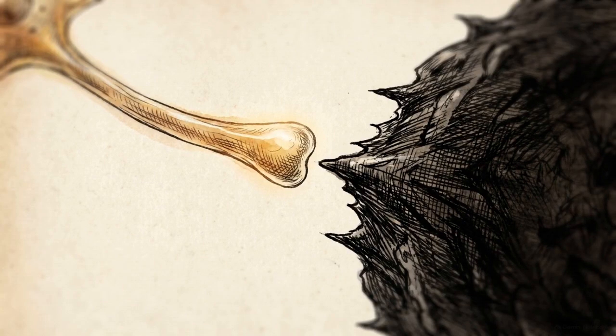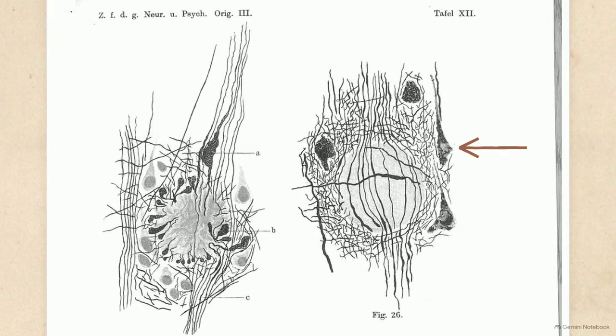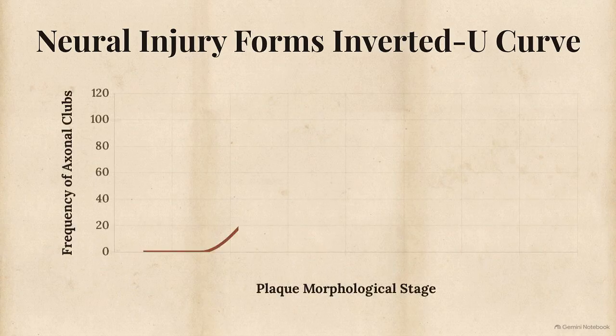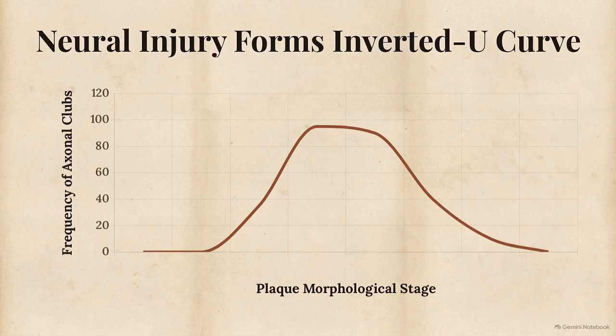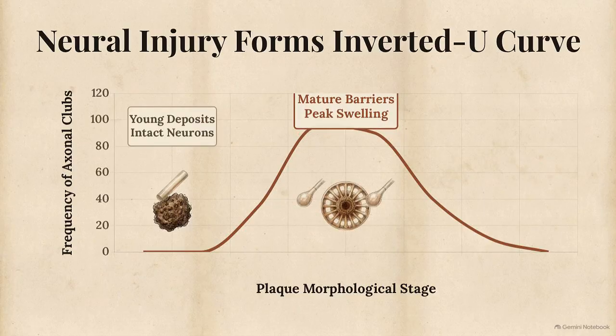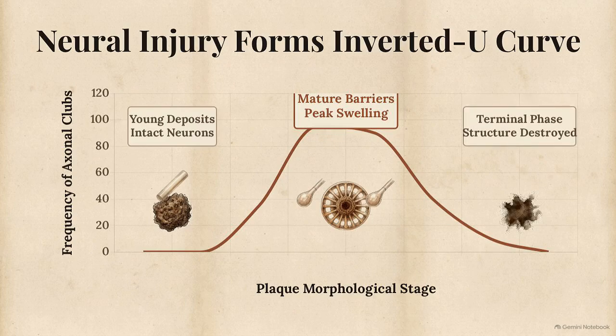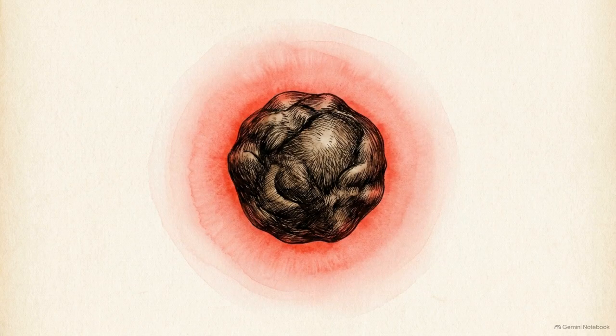So at what point does this expanding structure begin to harm the surrounding brain tissue? Fischer answered this by tracking club-shaped axonal swellings, what we now call dystrophic neurites. He used these massive spindle-shaped distortions as a direct indicator of tissue damage. This chart plots the occurrence of these damaged axons against the morphological stage of the plaque. The data forms a sharp inverted U-curve. The clubs are absent around the youngest deposits in stages 1 and 2. They peak sharply around the mature containment barriers of stages 4 and 5, and then they disappear completely at stage 8. Modern neurobiology confirms why this happens.